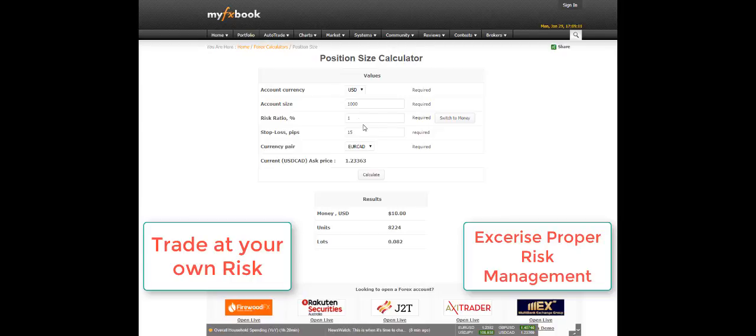But again, depending on the pair that you're going to trade, how much you want to risk as a percentage, and how many pips your stop loss is, this is how you can calculate your lot size. All right, so it's helped me, guys. I hope it helps you out in your future trading.